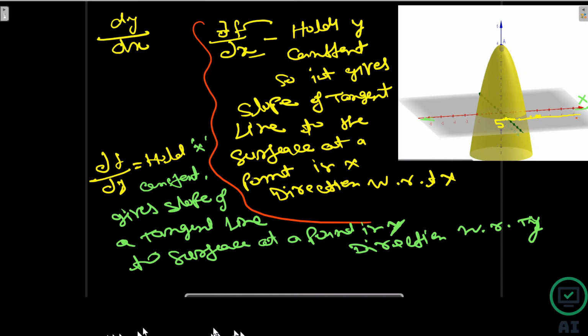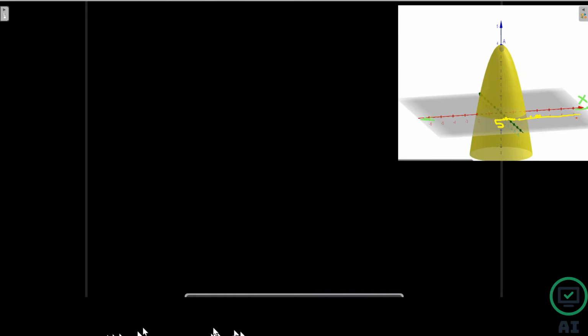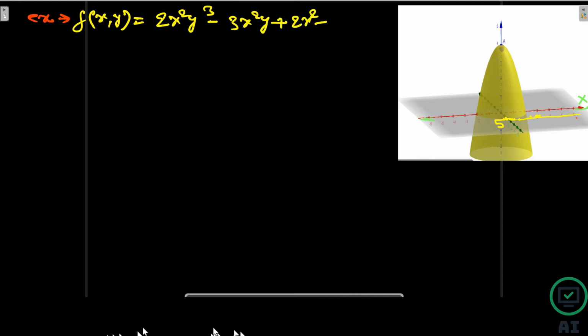So let's do some partial derivatives of a function. Let's take some examples here and solve. The example is a function f(x, y) = 2x²y³ - 3x²y + 2x² + 3y² + 1. Now let's do the partial derivative with respect to x and y both.